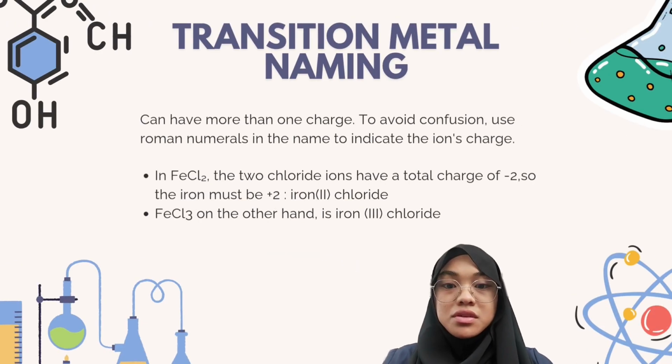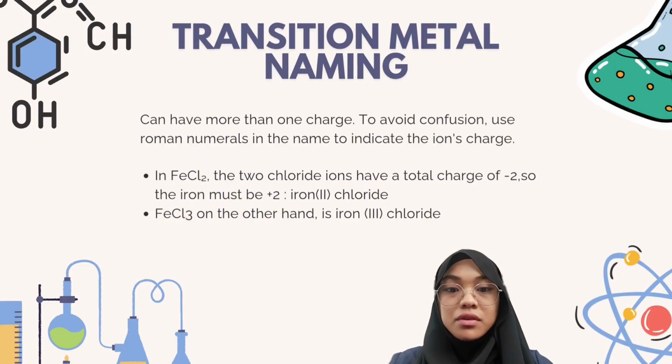So, we move to transition metals and Roman numerals. Some metals, especially transition metals, can have more than one charge. To avoid confusion, we use Roman numerals in the name to indicate the ion charge. For instance, in FeCl2, the 2 chloride ions have a total charge of -2, so the iron ion must be +2. That makes it iron(II) chloride. FeCl3, on the other hand, is iron(III) chloride.